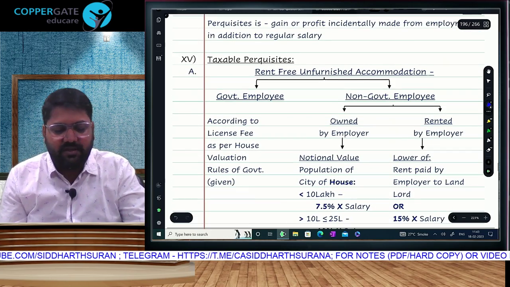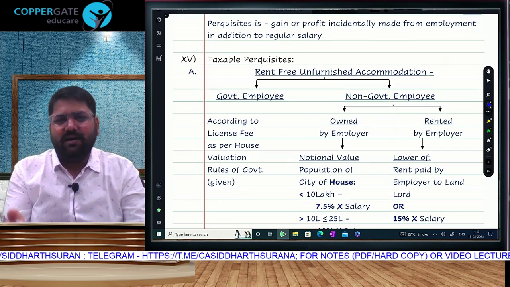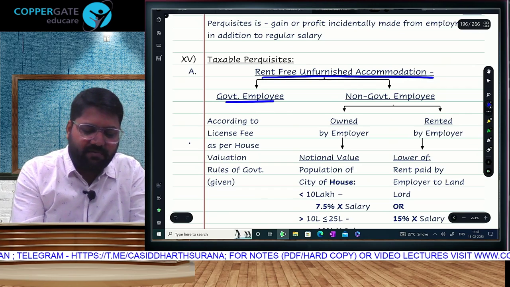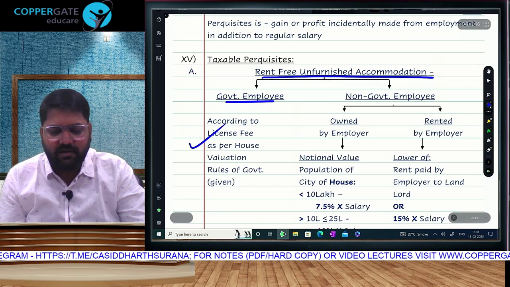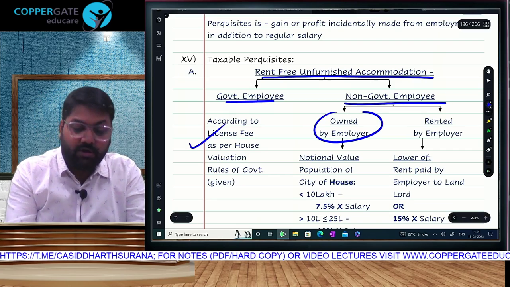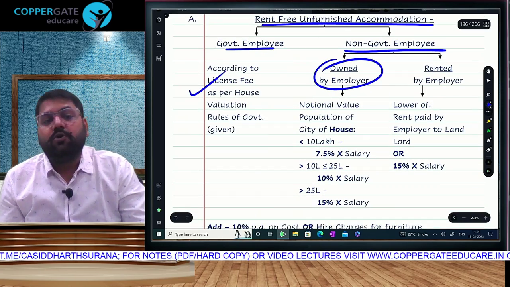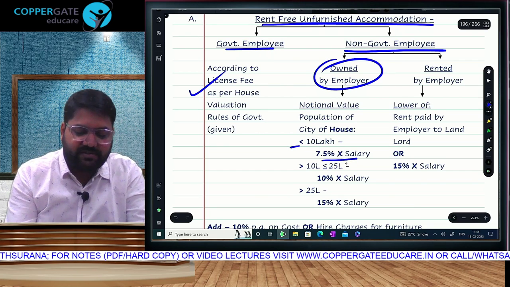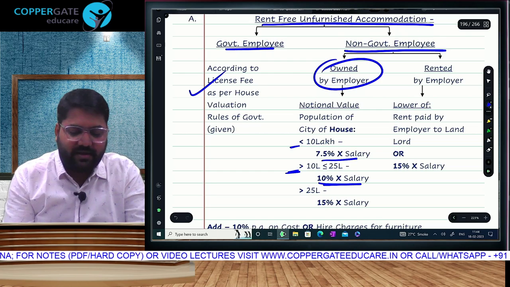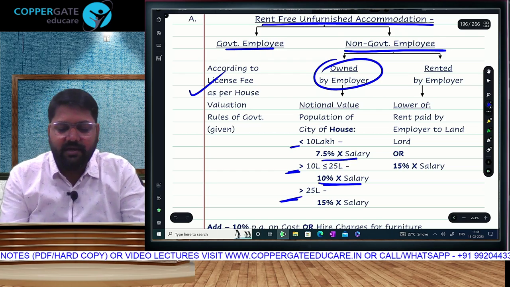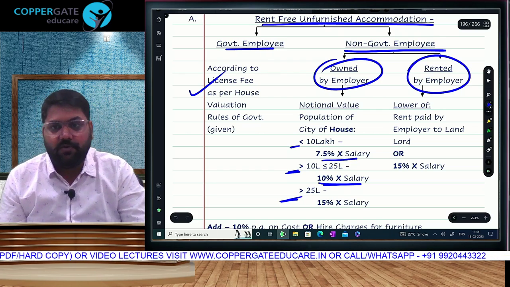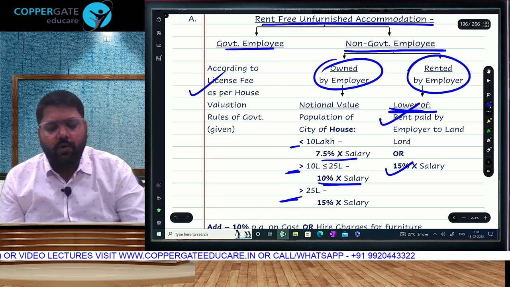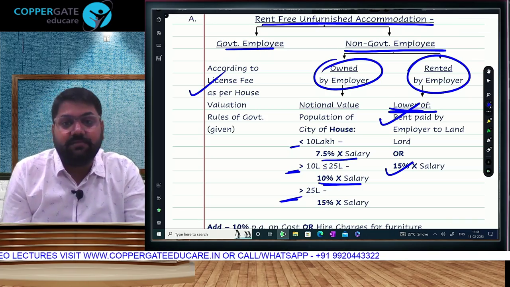Among the various perquisites, the biggest are loan, house, and motor car. First, rent free accommodation, if provided to government employee, then according to license fee rules of government. Provided to non government employee and it is owned by the employer, so we will go by the city's population. If the population is up to 10 lakh, then 7.5% of salary. Between 10 and 25, then 10% of salary. More than 25, then 15% of salary. And if the accommodation is taken on rent by the employer, then the amount of rent paid by the employer, or 15% of salary, whichever is lowest. This is how we will value your perquisite, the taxable amount.